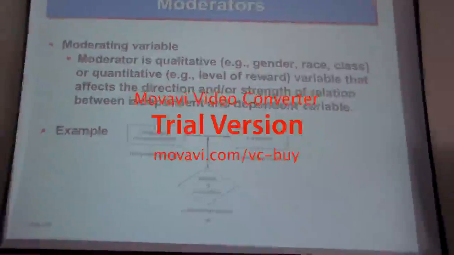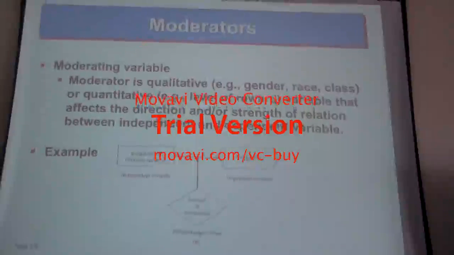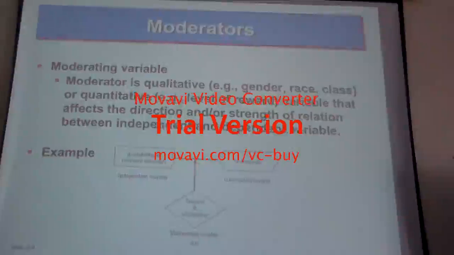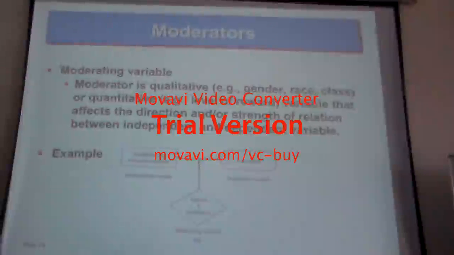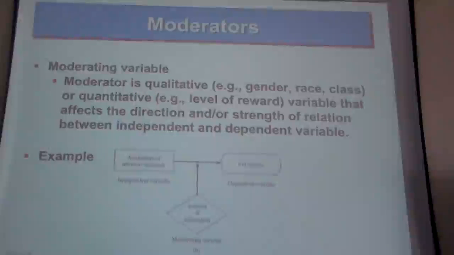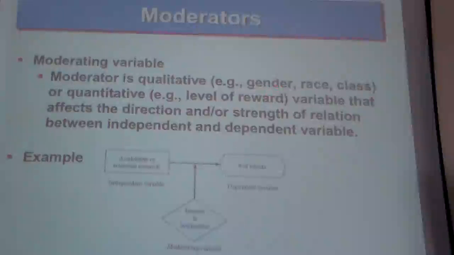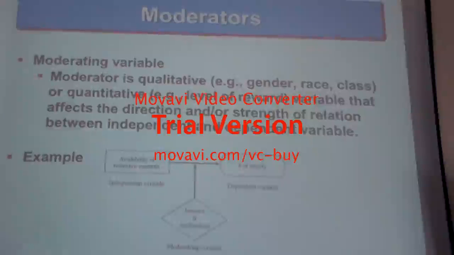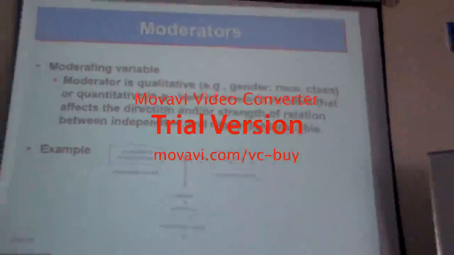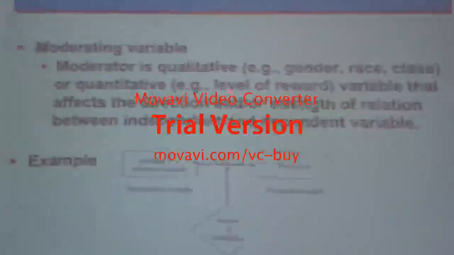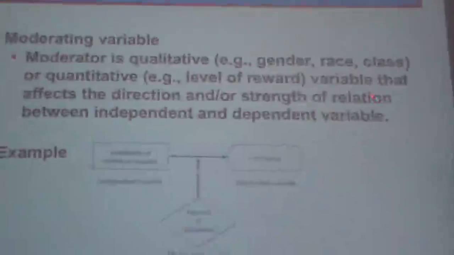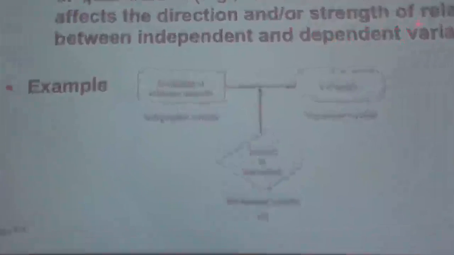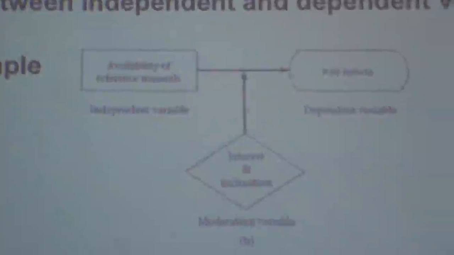The third type is the moderating variable. A moderator can be qualitative or quantitative. Qualitative means like gender, like race, like class. These are the types of qualitative moderator. Quantitative, for example, is the level of reward. You will understand it from the example. It is a variable that affects the direction and strength of the relation between the independent and dependent variable.